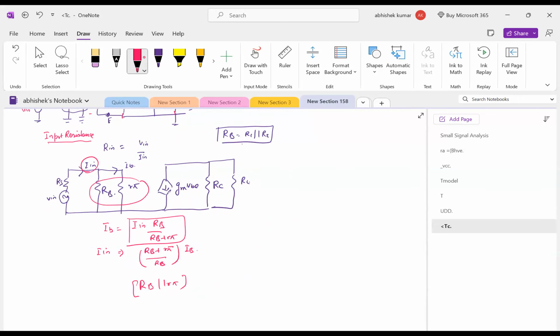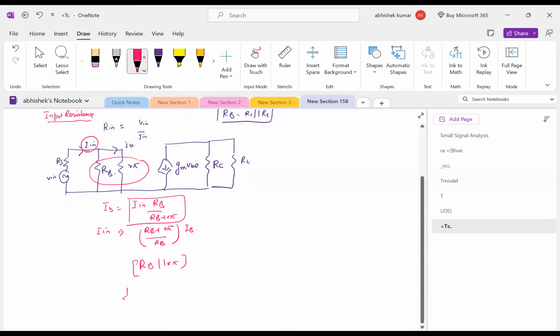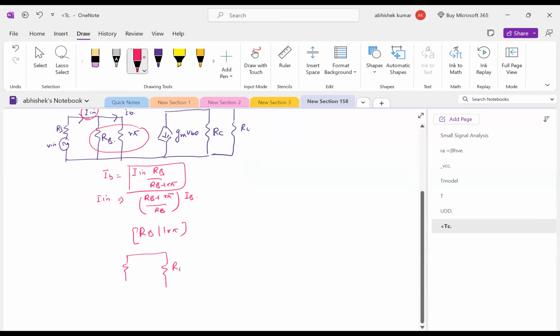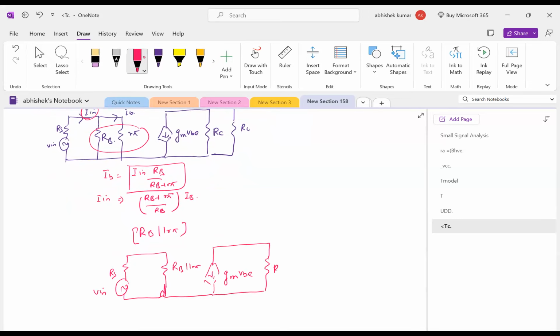Yes, sir. Okay. Now suppose this is your RS and this is your RB parallel R pi. Okay, this is V input, this is RS. And this is your gm VBE. This is RC. This is RL. And this is I input, right or wrong?